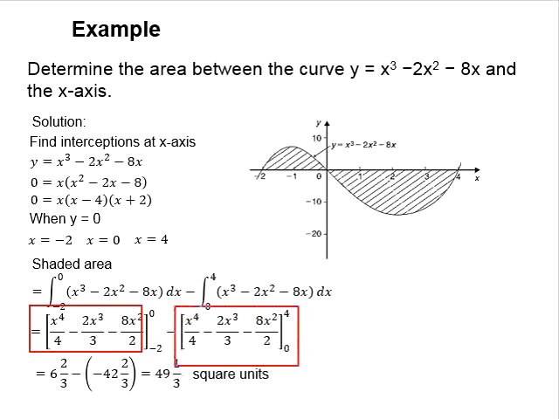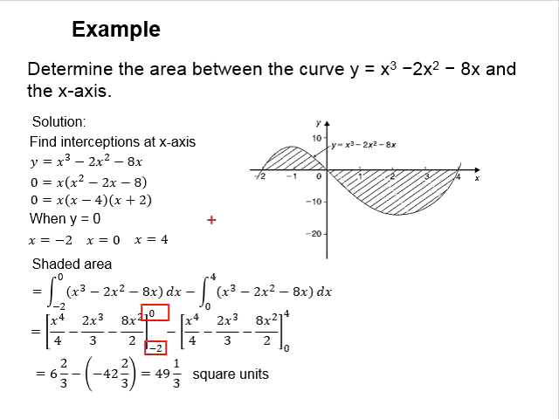Solve the integrations and substitute the boundary conditions. Substitute the upper boundary and minus the substitution of the lower boundary. The same goes for the boundary conditions from 0 to 4. Solve the equations. You get 49 1/3 square units.